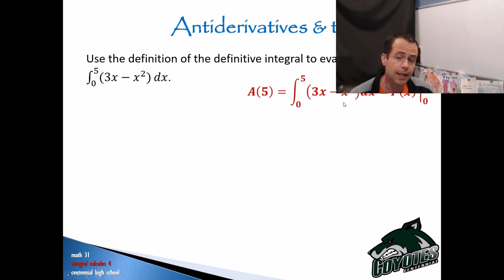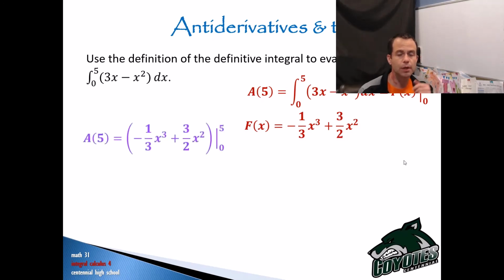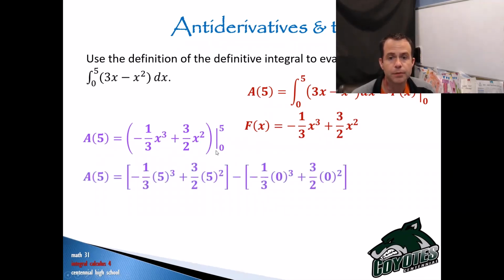So when I go to take the antiderivative of that, I end up with negative 1 over 3 x cubed plus 3 over 2 x squared. Now, if I want A5, that means I'm looking at F5 minus F0. So I'm going to take my antiderivative and evaluate it from 0 to 5. Okay, so that's F of 5 minus F of 0, which is what I just said. And you're just going to do the math on this, and you end up with negative 25 over 6.